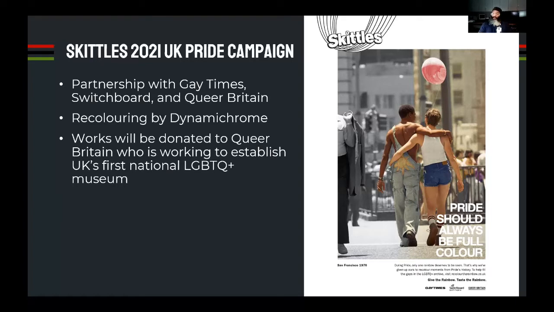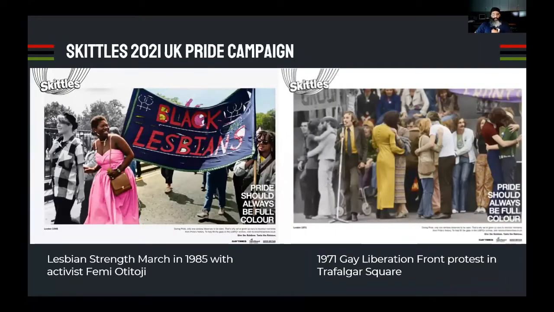And they went one step further. They went to the public and said, if you have historical photos, send them to us and we will try to colorize them as well and include them in this section. And they have these amazingly powerful moments, right? I love this picture of these two men in San Francisco, arm in arm. You look at this and it helps you develop that emotional connection. Here we see a lesbian strength march in 1985 with a famous activist, and the 1971 Gay Liberation Front protest in London. There's so much here that allows you as the viewer to actually relate, assuming that you as the viewer are outside of this population.